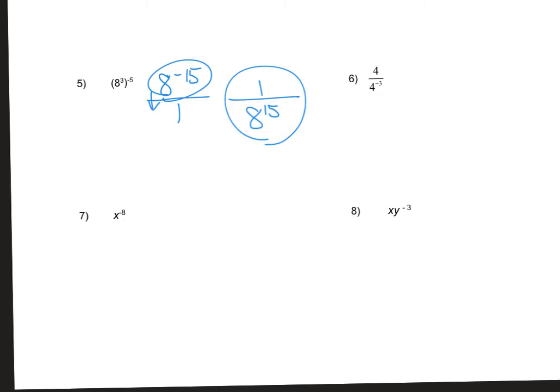All right, similarly, number 5. I multiply the exponents. I get 8 to the negative 15th. That's over 1. This is not happy. It wants to go to the bottom. I get 8 to the 15th. Put the placeholder, and I'm done.